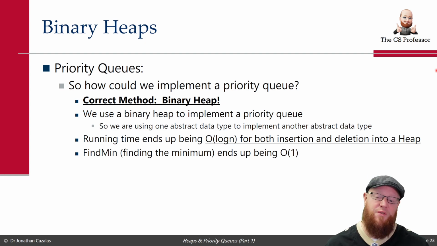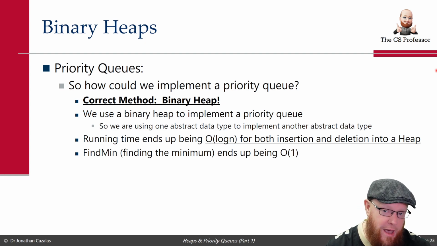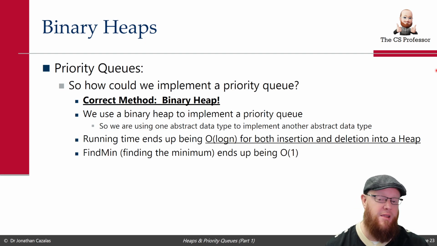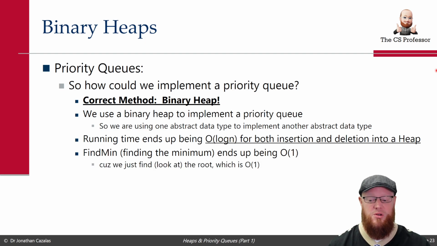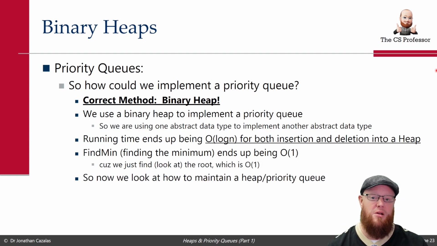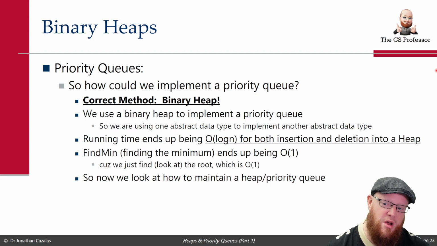Or if you chose a different scenario, max heap, where the greatest numbers have the highest priority, well, that maximum value is always at the root, so you can find that person in O of 1. Now, when we remove that person from the root, we need to fix the heap. There's a cost involved. That cost is log n. So ultimately, insertion and deletion end up being log n. Let's look at how we now maintain this heap, this priority queue structure.